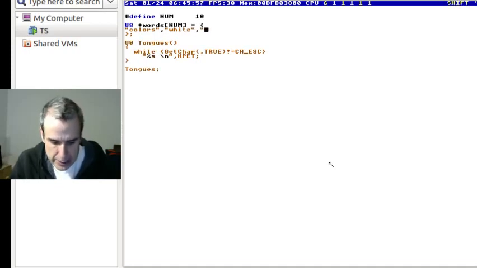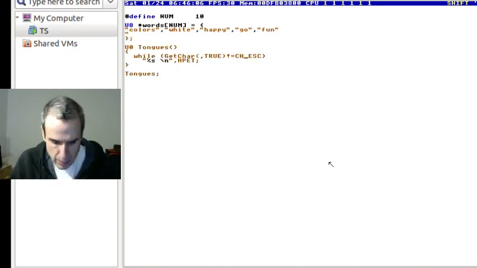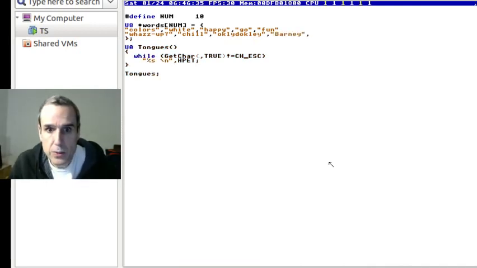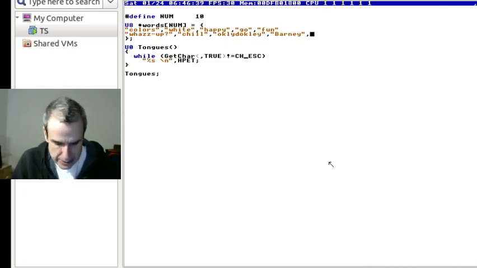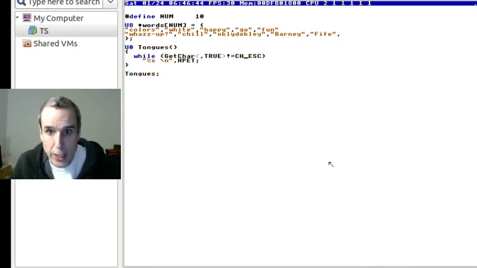colors, white, happy, go, what's that one word? Okay, so we got 10 words. Now we want to print words, and we take HPET modulo number. Okay, let's see what happens.